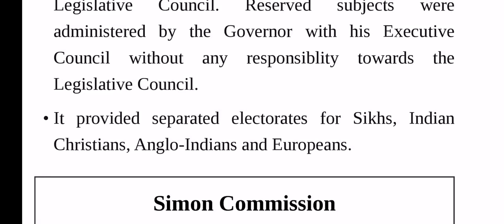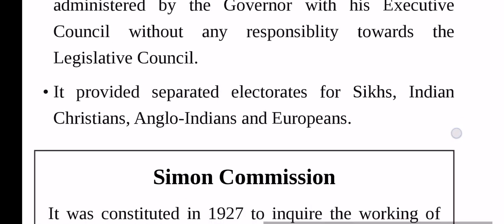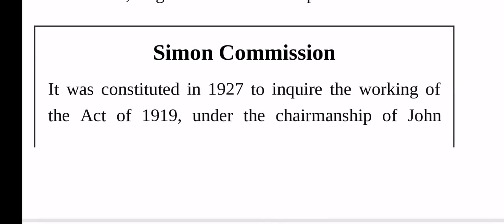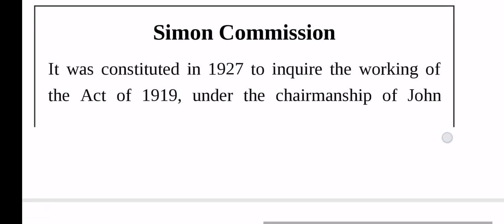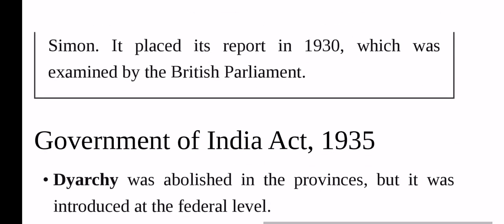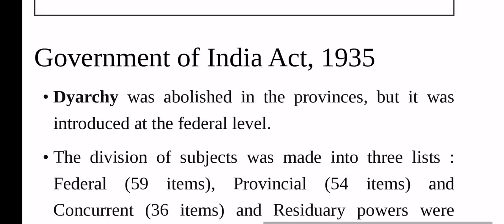It provided separate electorates for Sikh, Indian Christian, Anglo-Indian, and European. Simon Commission. It was constituted in 1927 to inquire into the working of the Act of 1919 under the chairmanship of John Simon. It placed its report in 1930, which was examined by the British Parliament. Government of India Act 1935.